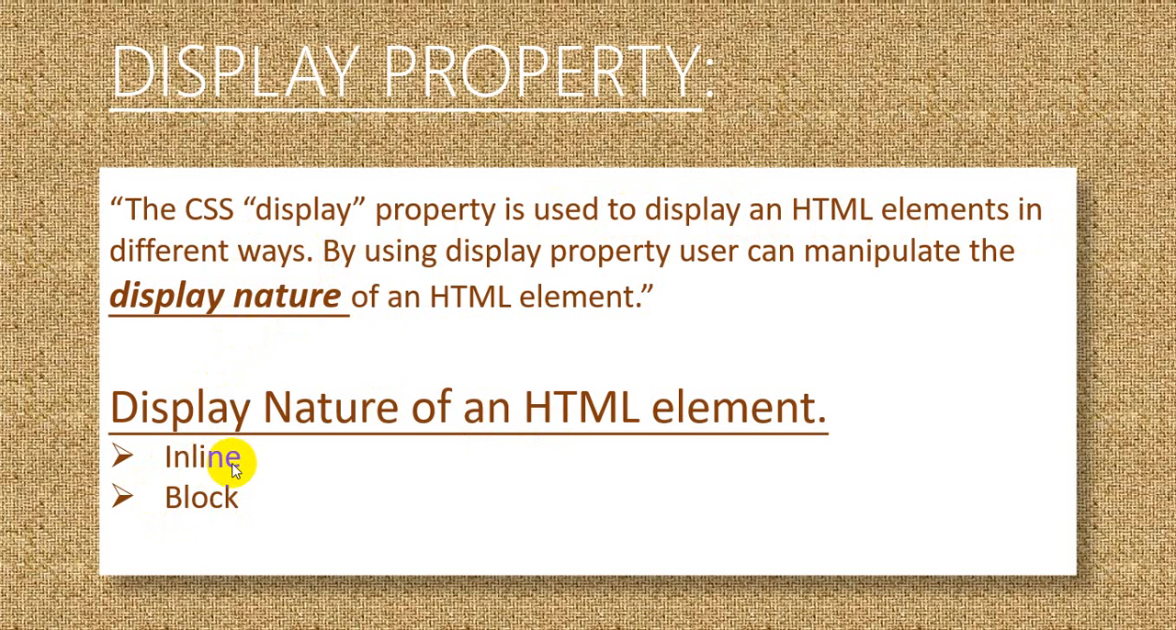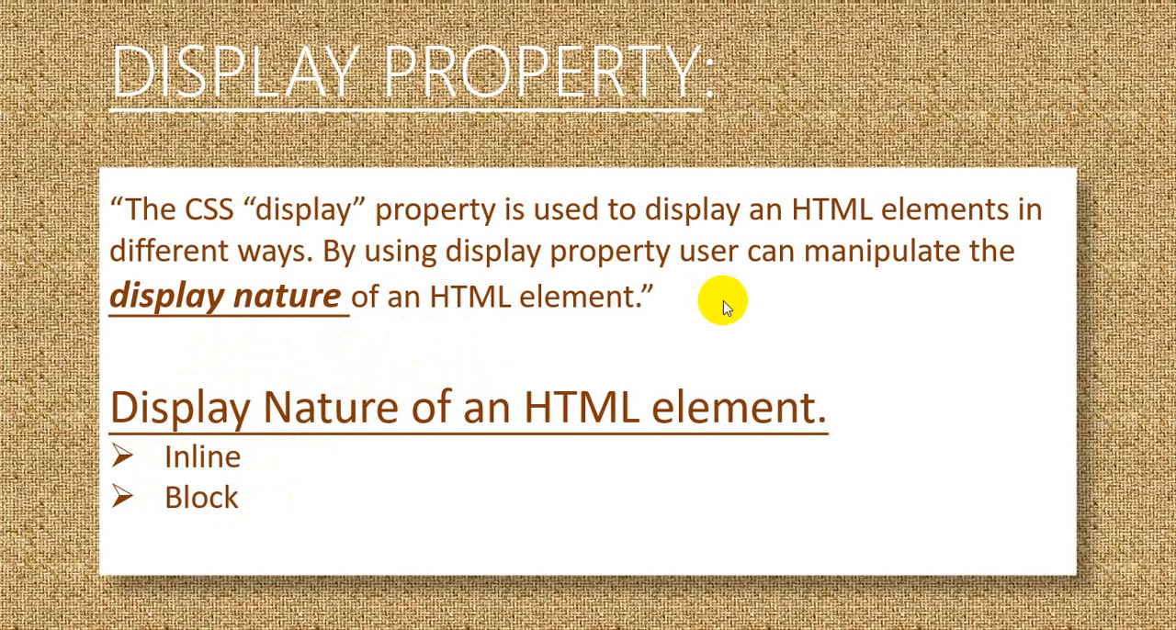Even we have some more values like inline-block, and we have one more property called none. When you use the none value of display, the element will be removed or will disappear. So we basically have four values for the display property. It means how you are going to display HTML elements on your browser. Whether you want to display every element on a new line or all elements on the same line, we have inline and block. We have one more property called inline-block, and one more called none, where the element will not display on your browser.